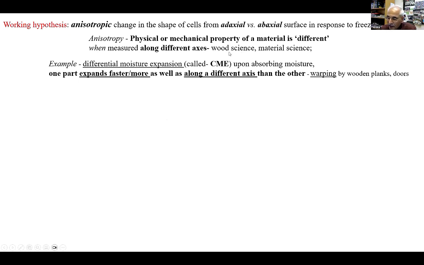A very simple example I can think of to explain anisotropy is the warping of wooden planks or doors in your house. When you have a lot of humidity around, the doors warp a little bit, the wood warps, and that is happening because some cells are expanding by absorbing this moisture faster and in a different direction than those other cells that are contracting less and in a different direction. That whole thing is called anisotropy. Okay, the physical mechanical property of a material is different when measured along different axes.